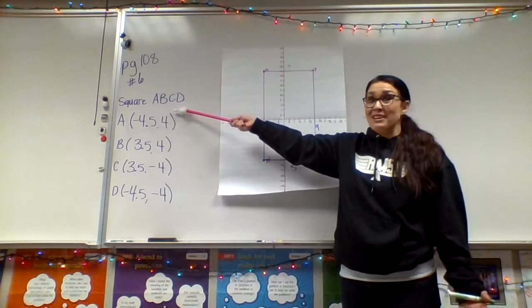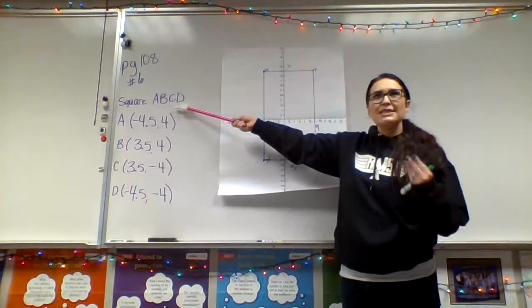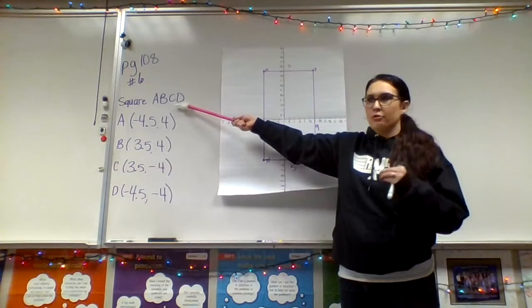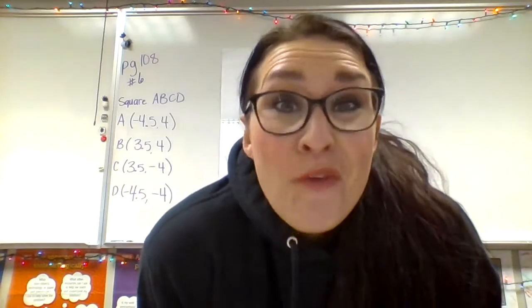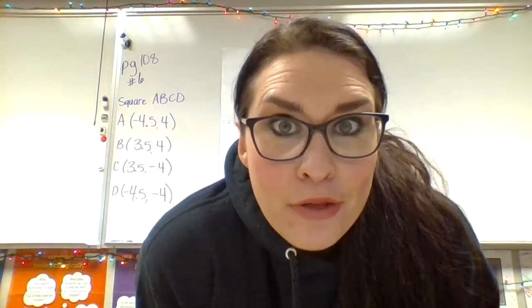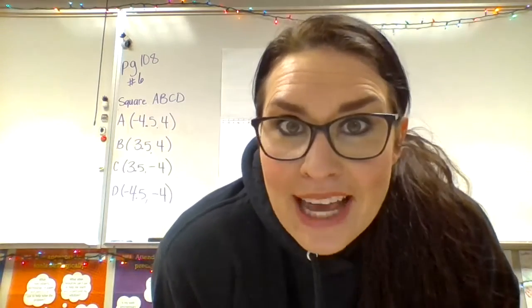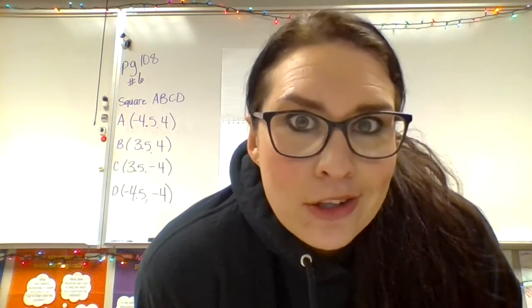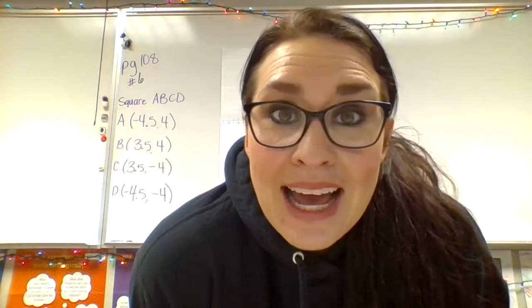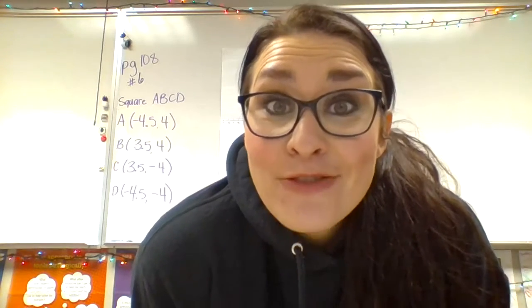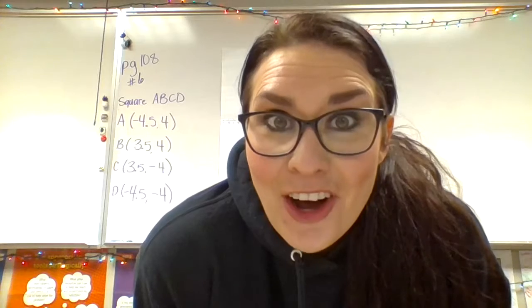This time we're graphing a square, not a rectangle. What's the biggest difference between a square and a rectangle? Do you remember? Well, remember, while they both have 4 sides and both a square and a rectangle are considered quadrilaterals because they're a polygon with 4 sides, a square has 4 equal sides all around.